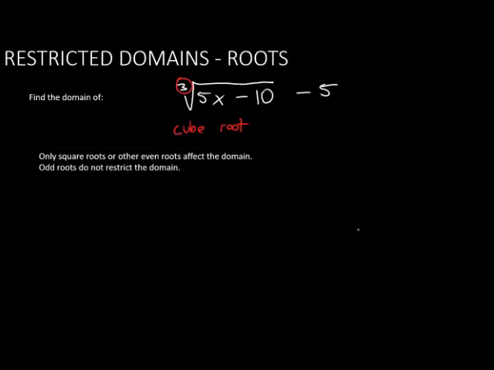So even though we have a root, because it's an odd root, this will not affect the domain at all, and effectively there are no restrictions on this domain. And if you have no restrictions, your answer is automatically negative infinity to infinity with no need to draw a picture.